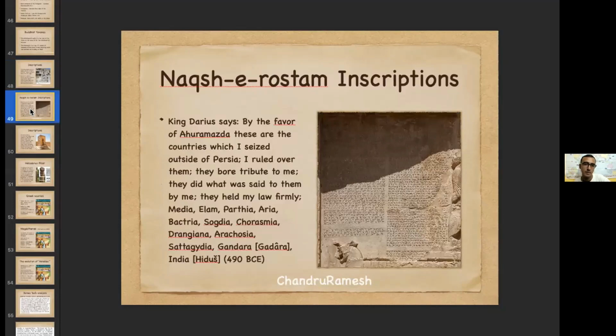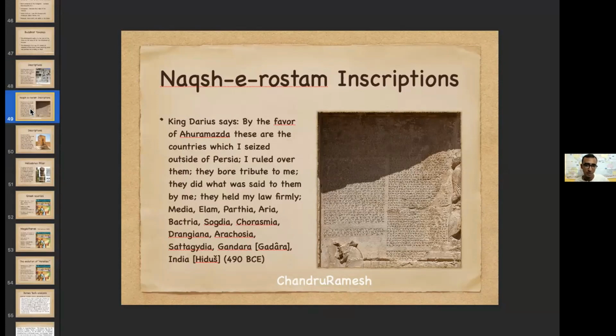In this Naqsh-e Rostam inscription, he was basically a Parsi, a Zoroastrian follower. So he says, by the favor of Ahura Mazda, as I told you, Ahura is derived from Asura. So by the favor of Ahura Mazda, Ahura is their god. Asura is taken in a derogatory or villainous way in Vedic India. But in the Parsi terminology, Ahura is used for their god.